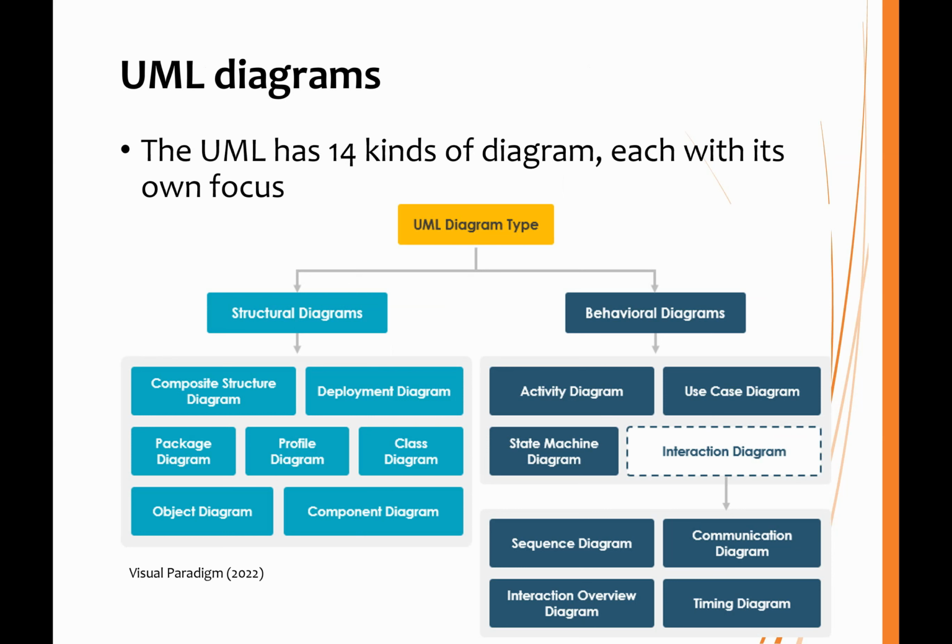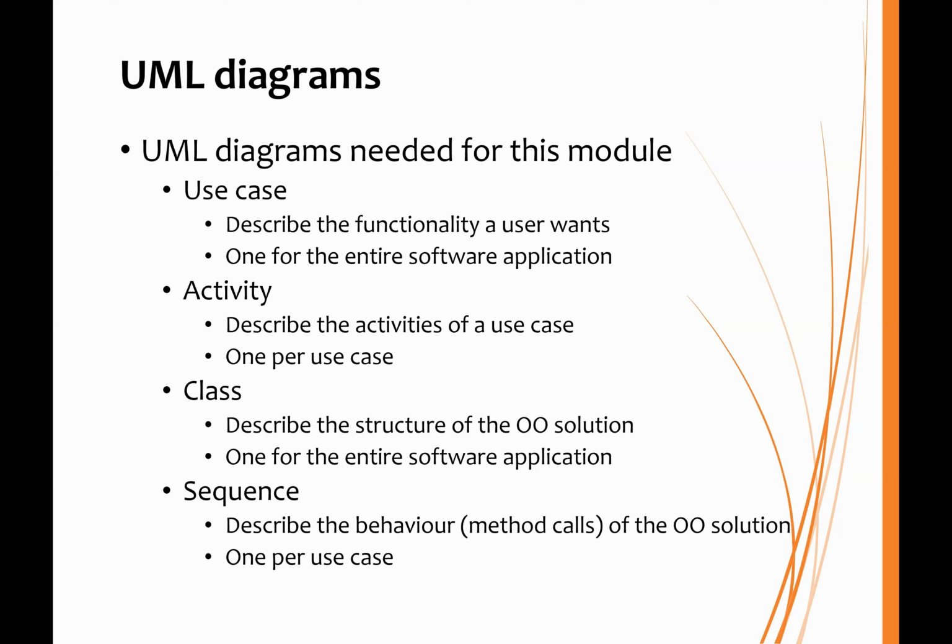We're not going to look at all 14 of these, but you can see from this image that they are categorized broadly into structural diagrams and behavioral diagrams. Structural diagrams describe the structure of the application in terms of classes and components and relationships between those components. Behavioral diagrams are much more focused on the interaction between elements in the system. The UML diagrams that we're going to use for this module are use case, activity, class, and sequence.